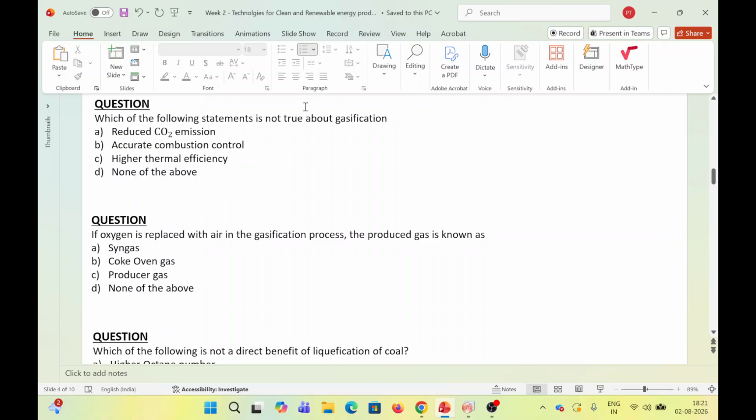So the answer is none of the above. If you see, all these statements are true about gasification. You have reduced CO2 emission, you have accurate combustion control, you have higher thermal efficiency. So none of the above is the answer for which of the following statements is not true about gasification.